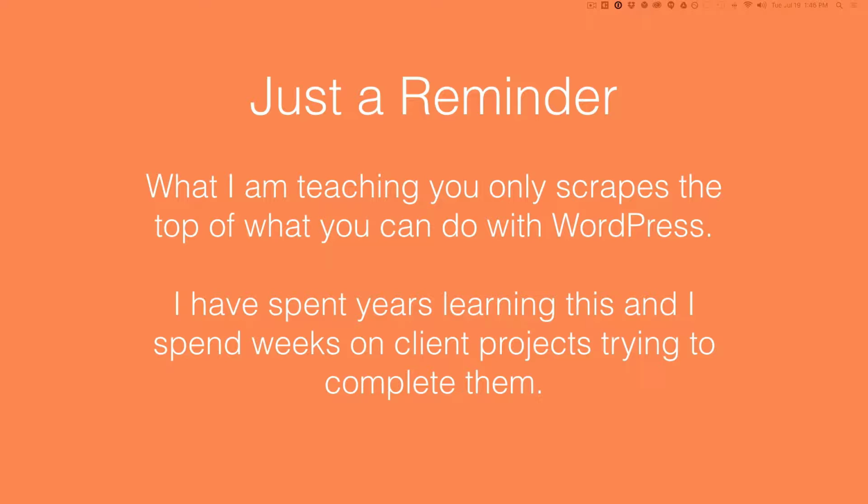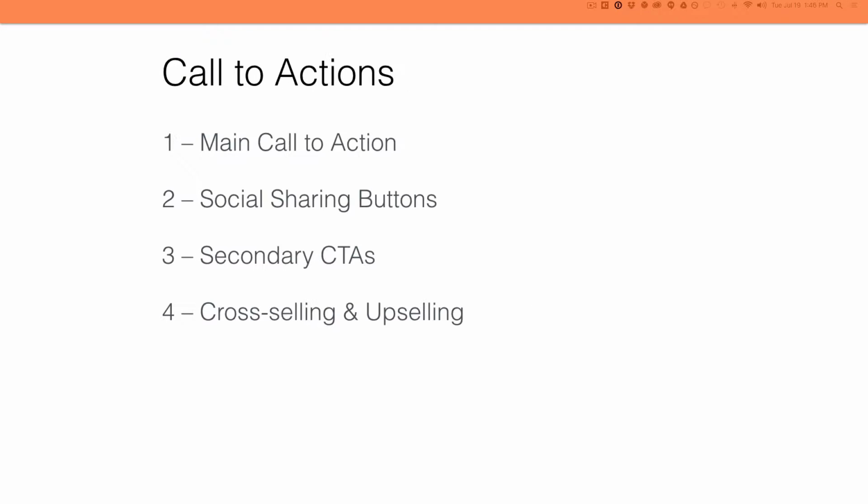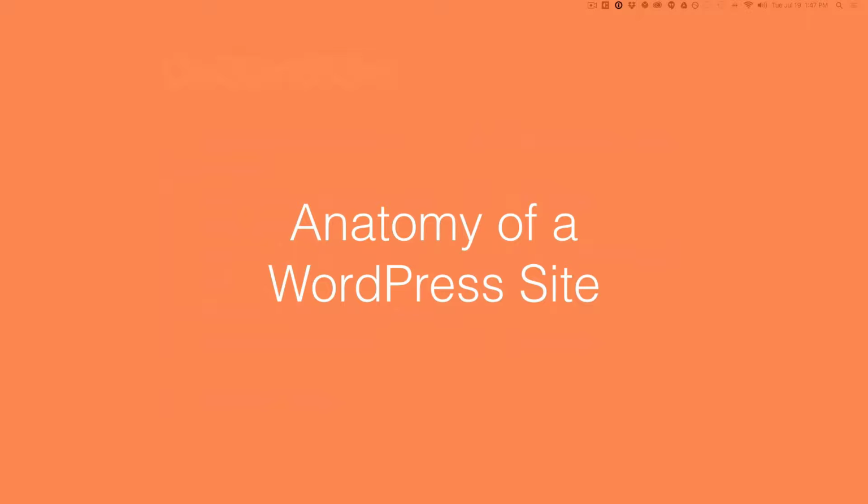So in class 2, we talked about the anatomy of a website. We went through the design and content, and those points are here. We had some call to actions. I talked a little bit about what those could look like and what they are. And some on-site SEO, which I didn't go into too many details because I will teach an SEO night on these aspects. We then looked at the anatomy of a WordPress site.